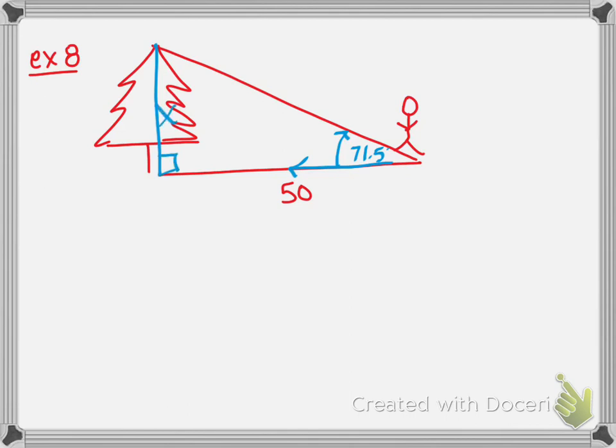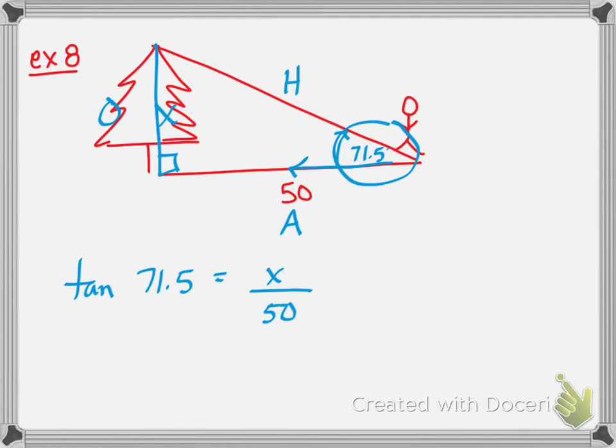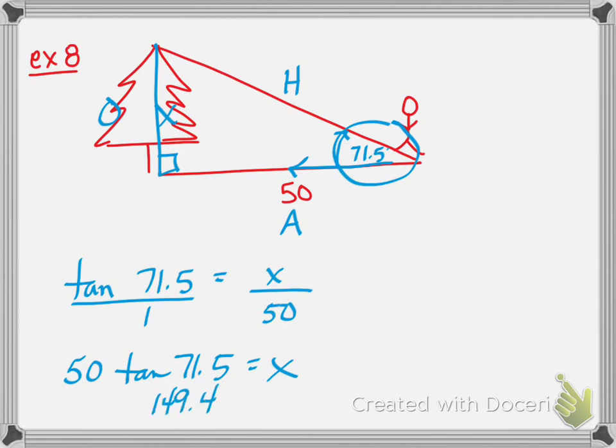So if you now remove the person and the tree from the picture, you just see a right triangle. And you've got the hypotenuse, which is not a part of it. This is our angle. So x is our opposite. 50 is our adjacent. That's tangent. So tangent of 71.5 is the opposite over the adjacent. I cross multiply, and I get 50 times the tangent of 71.5 equals x. Make sure you're in degree mode and work that out, and you should get 149.4 feet approximately for x.